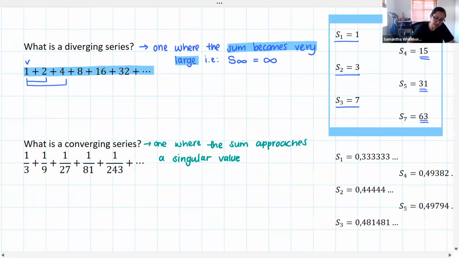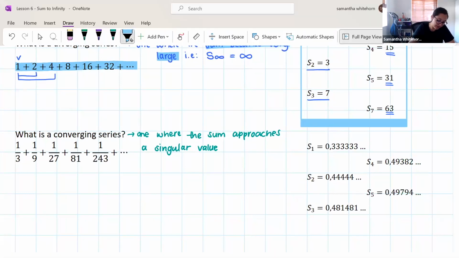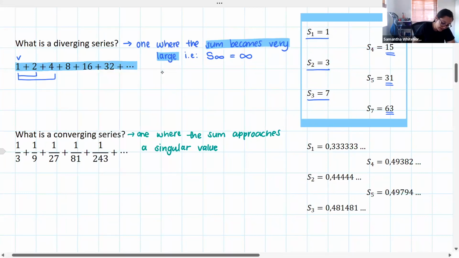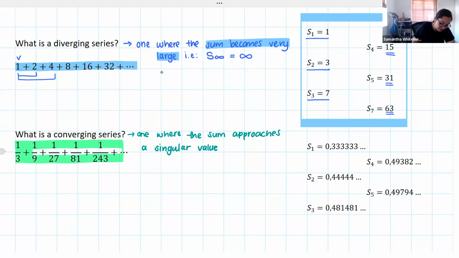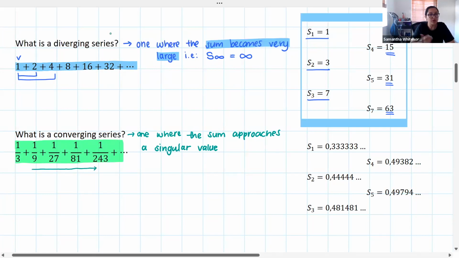But let's first have a look at what series could be a converging series. If you have a look here on the left, this series that I have of a third plus a ninth plus a 27th plus an 81st plus 1 over 243 is a converging series. Back to Kanisili's point, what we can see is that these terms are getting smaller and smaller and smaller. We start off with a third.